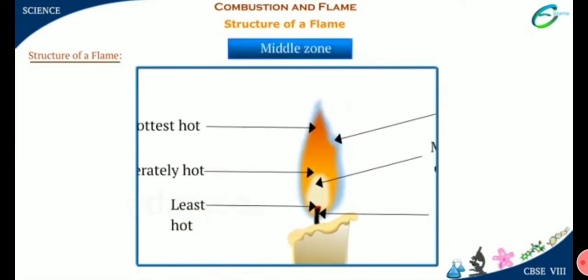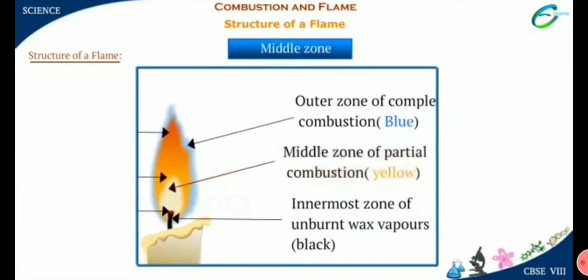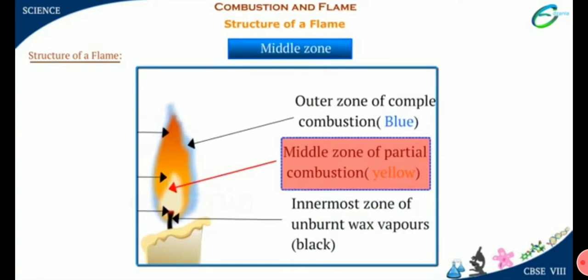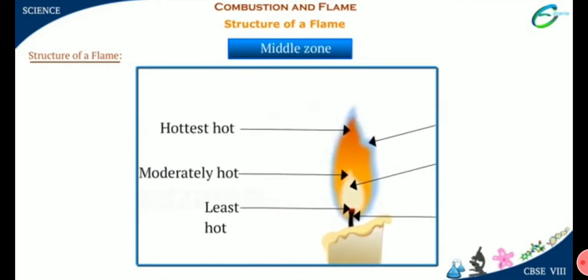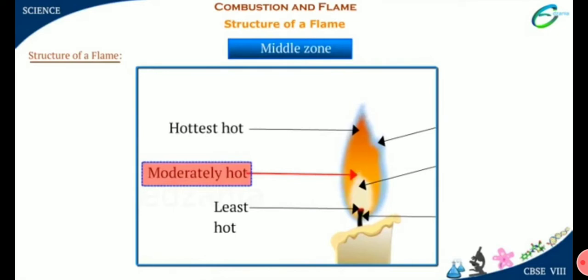In the middle zone, the wax vapors start burning. The color of the flame is yellow. Since oxygen available in this region is not sufficient for the wax vapors to burn completely, the temperature in the zone is not very hot.